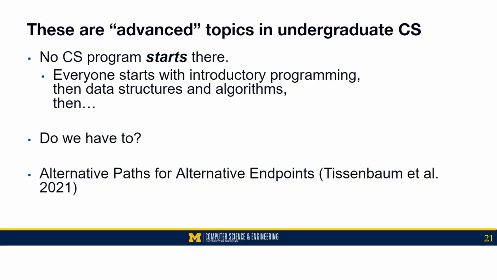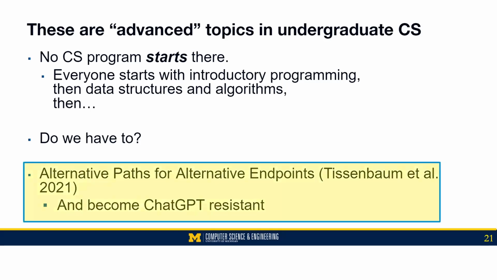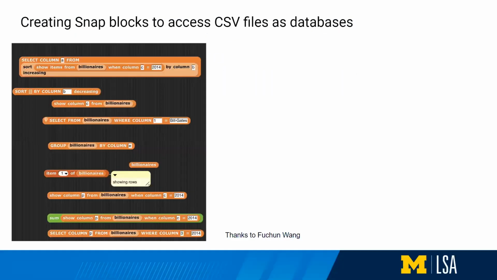I'm really inspired by this work by Mike Tissenbaum and his colleagues, where they talk about alternative paths for alternative endpoints. What would it be like to rethink the computing curriculum, where we're not trying to just produce software developers? We want to provide computing skills to a wide variety of students. I think that this makes us ChatGPT resistant, because we're not about the same endpoint as what the rest of the large language models are about. So I've got to teach students about databases without teaching them about all the other things like variables and semicolons and curly braces and for loops.